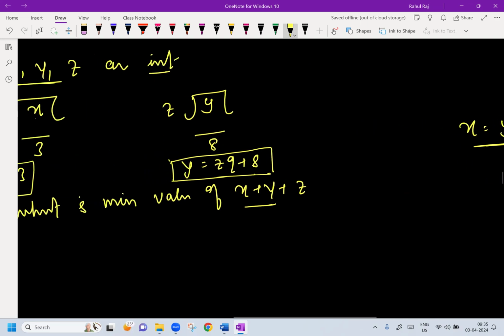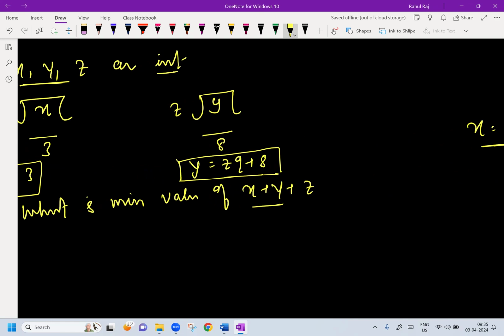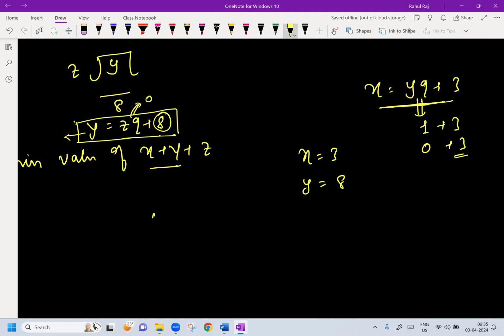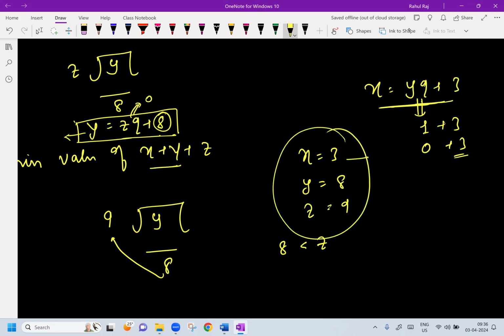And in the same logic, Y is equal to Zq plus 8. To get the minimum value of Y, this is 0. So this is 8. So I have X is equal to 3, Y is equal to 8. Now it says that if you divide Y by Z and the remainder is 8, I know 8 is always less than Z. And they are all integers, so I can't put 8.1, 8.2. Z should be 9 because I have to find the smallest value. So Z is equal to 9. So this should be your answer: 3 plus 8 plus 9.